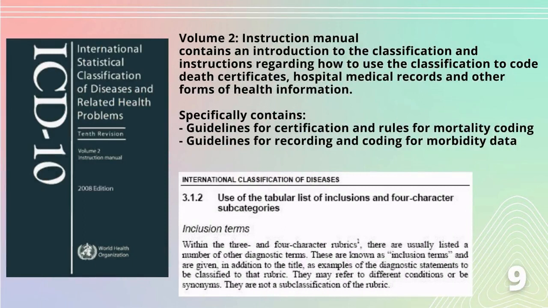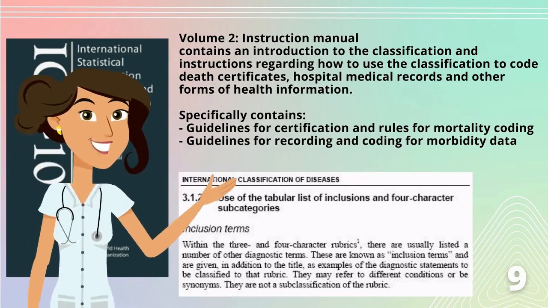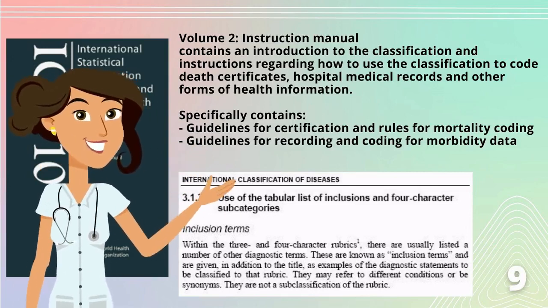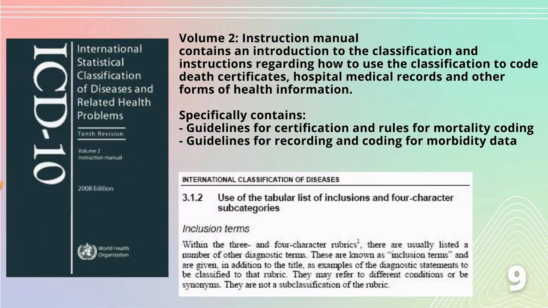Volume 2, or the Instruction Manual, contains an introduction to the classification and instructions regarding how to use the classification to code death certificates, hospital medical records, and other forms of health information. Specifically, it contains guidelines for certification and rules for mortality coding, and guidelines for recording and coding morbidity data. Here are some examples of information that can be seen in Volume 2.